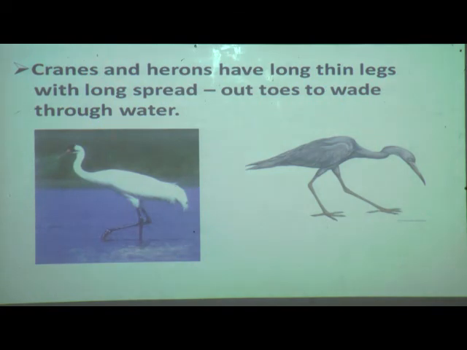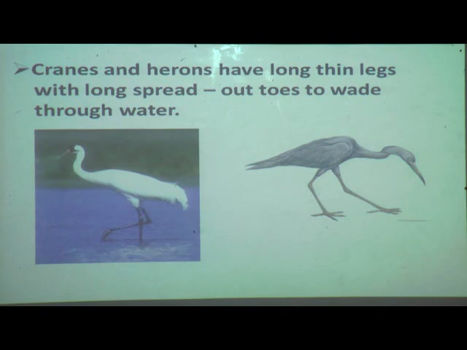Now cranes and herons have long thin legs with long spread out toes to wade through water. Now see, what type of bird these are called? Tell me, students. Yes, we have seen perching birds, scratching birds. Now these are called wading birds' feet. Herons and cranes are wading birds who can walk in shallow water. They have long slender legs with spread out toes.